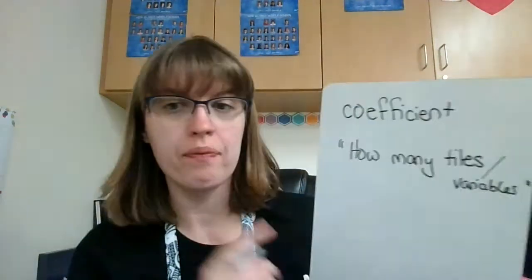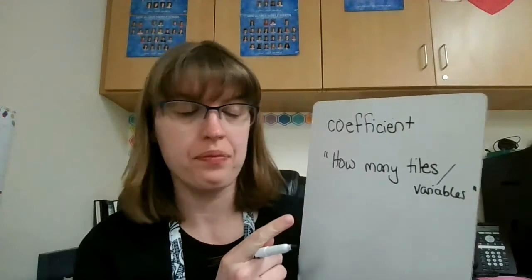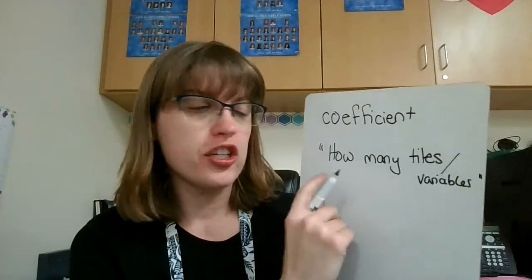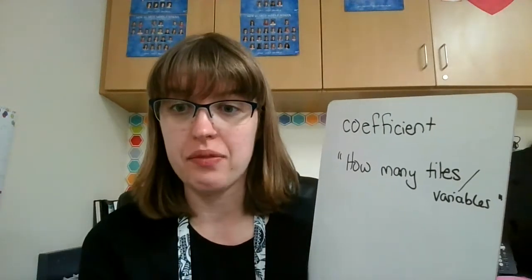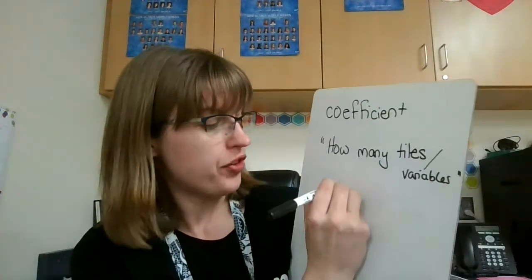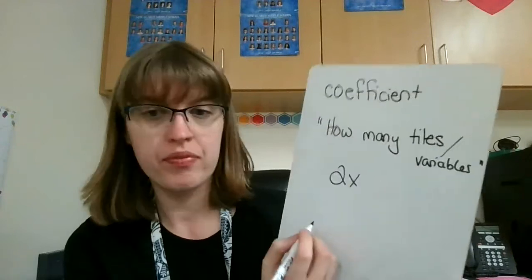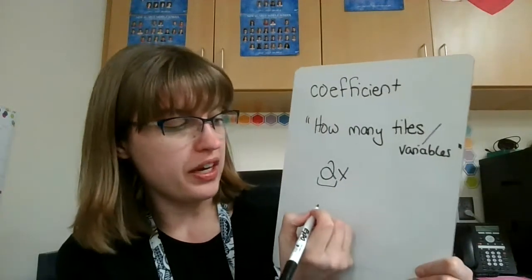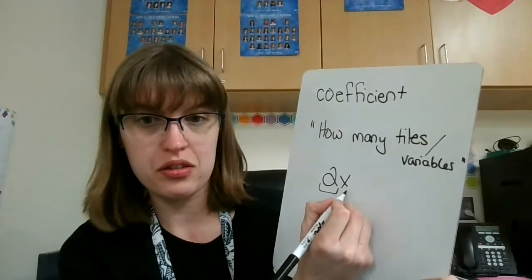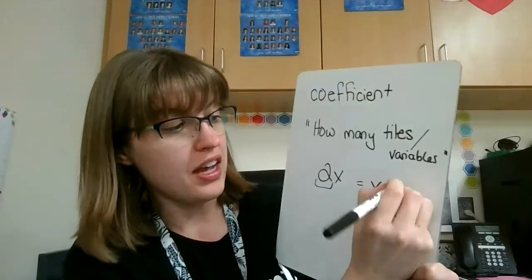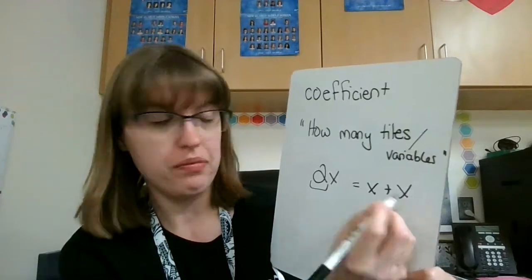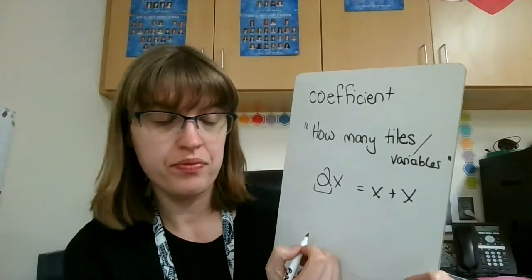In 102, you learned 2 new words. Coefficient was one of them. Coefficient just means how many tiles or variables do you have of that thing. So, for example, this tells me I have 2 x's. I could write this as x and x. See? 2 of them. So that's what it means.